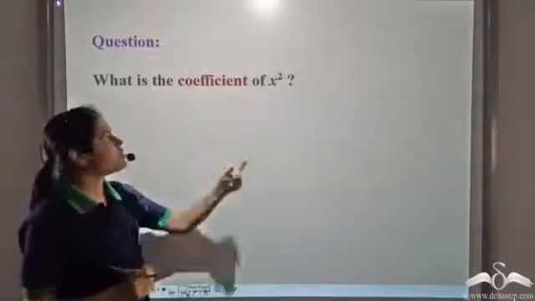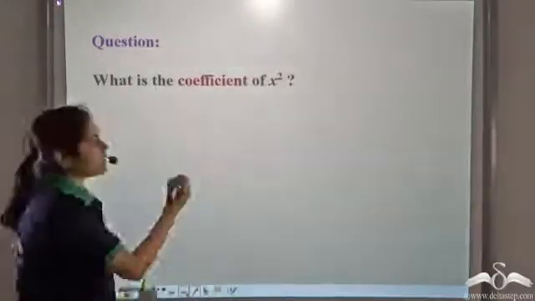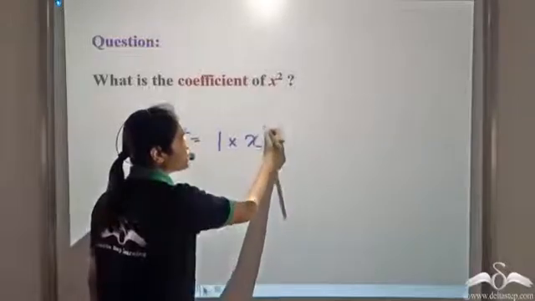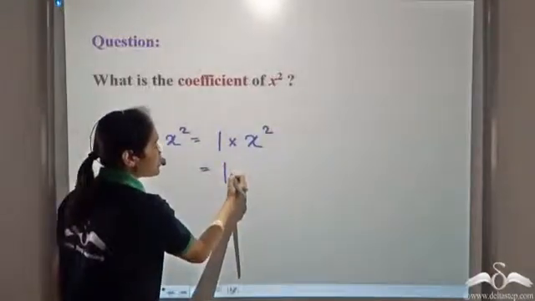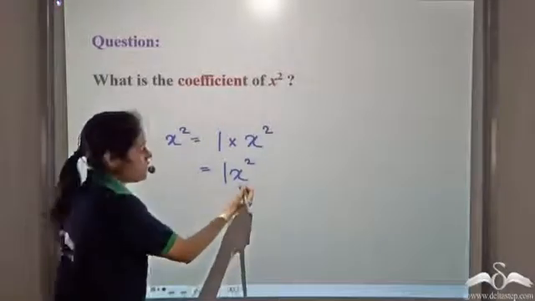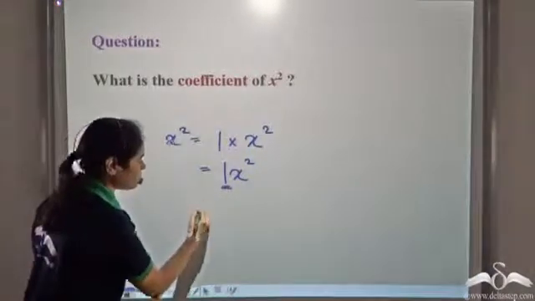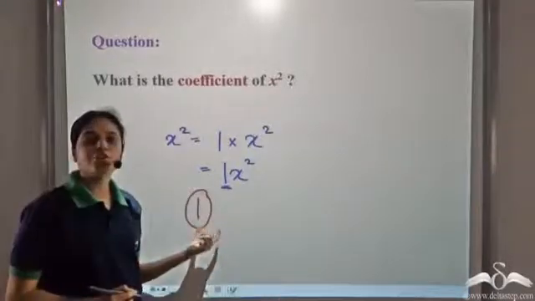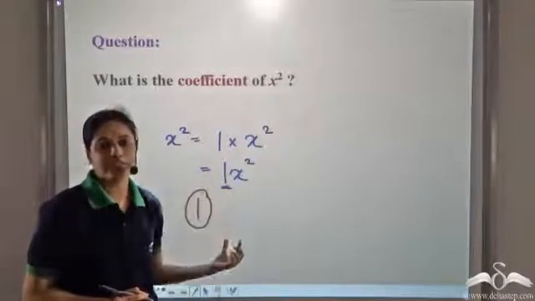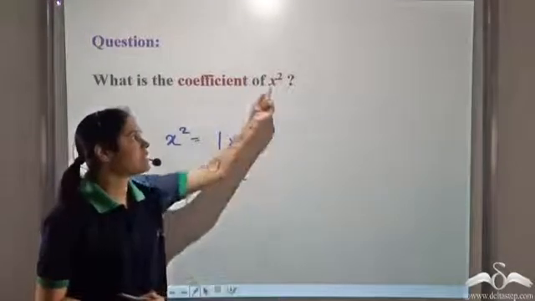What is the coefficient of x square? x square can be written as 1 into x square, that is 1x square. So now what is the numerical part of x square? It is 1. So the coefficient of x square is 1. So when the coefficient of any algebraic part is 1, we may choose not to write it. In fact, normally, if the coefficient of a term is 1, we do not write it. We simply write it like this.